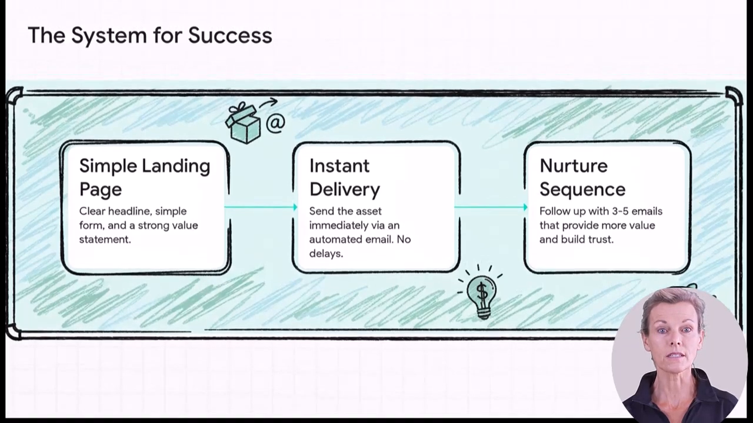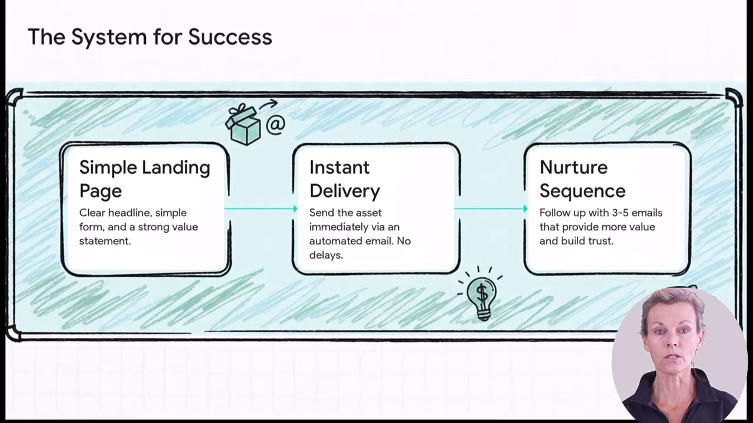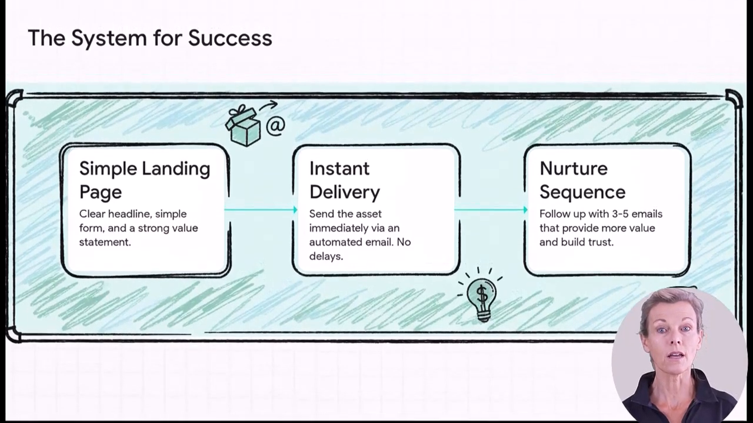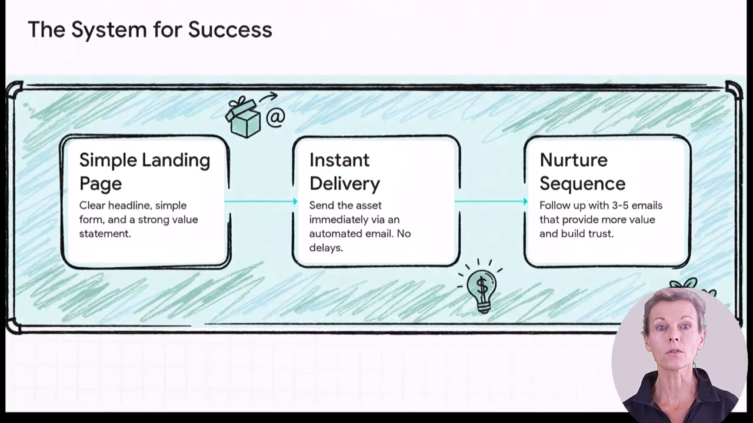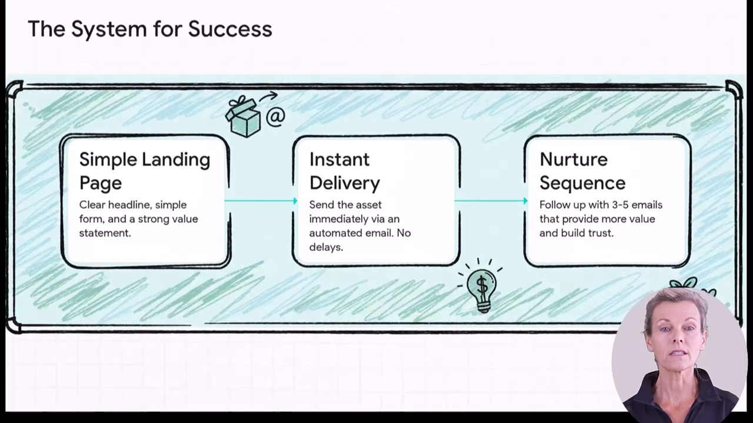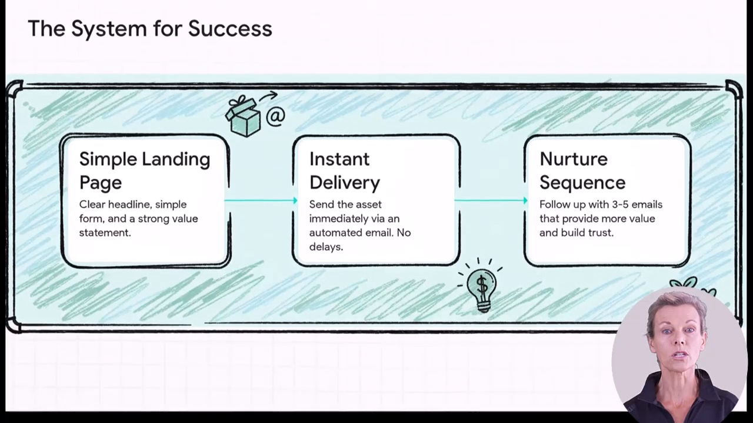All it needs is a headline with that specific promise, a quick summary of the value, and a form with as few fields as possible. 2, instant delivery. The second they sign up, an automated email has to hit their inbox with the freebie. No waiting. And 3, a nurture sequence. This is a series of maybe 3 to 5 follow-up emails that keep providing value and building that relationship.